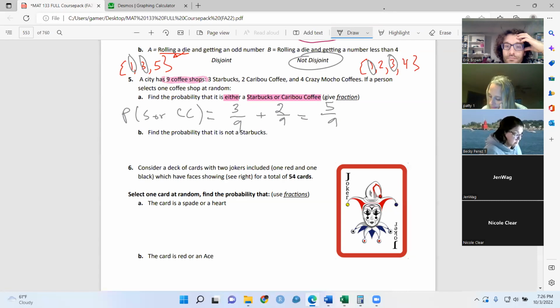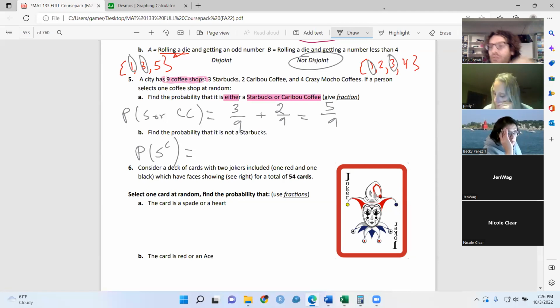How about not Starbucks? Another way of writing that is Starbucks complement. So 6 over 9 or 2/3. Nailed it. Are we turning that to a decimal or a percentage? It doesn't even say, so whatever you want.